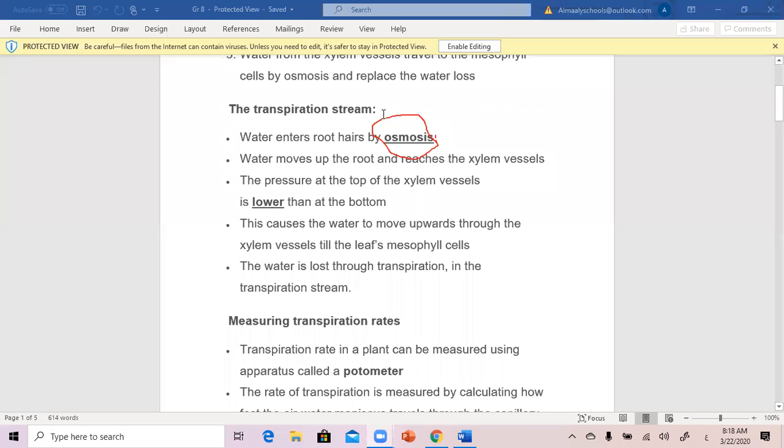Osmosis means movement of water from high concentration to low concentration. I will repeat it and see if the students are with me. Yahya, are you with me? Okay, another one. Okay, so osmosis is the movement of water from high concentration to low concentration.